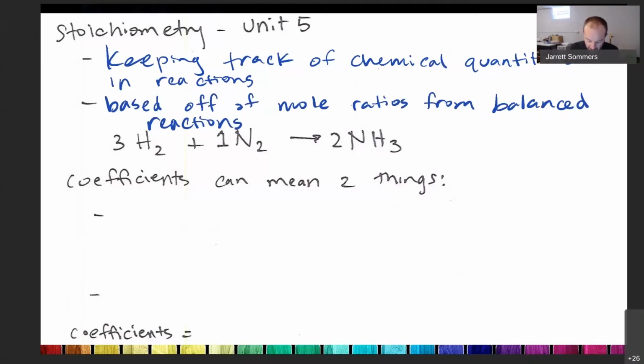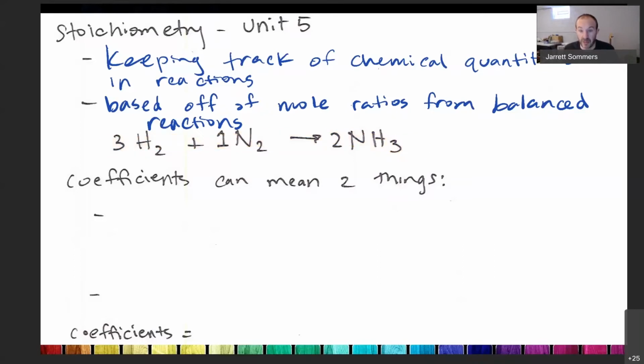Got a balanced reaction right here that I'm going to use all day today with hydrogen and nitrogen reacting to make ammonia. This is one of the most common chemical processes in the United States. This ammonia is used for fertilizers, it's used for cleaning supplies, and so therefore it's one of the most mass-produced chemicals in the United States.